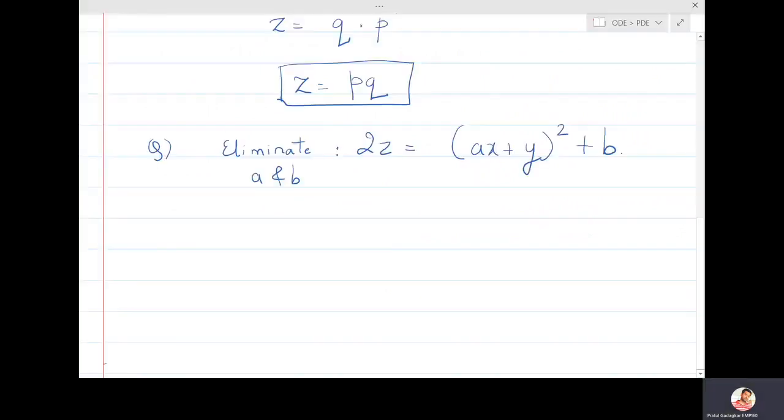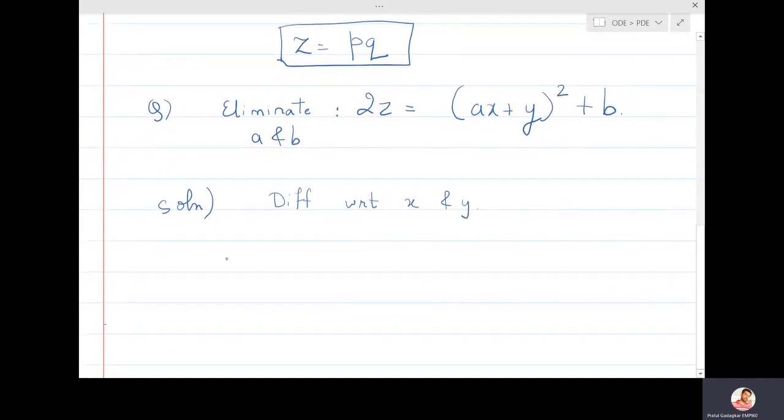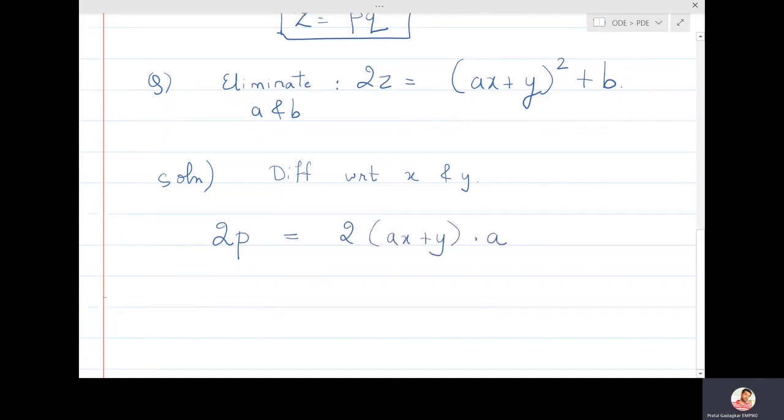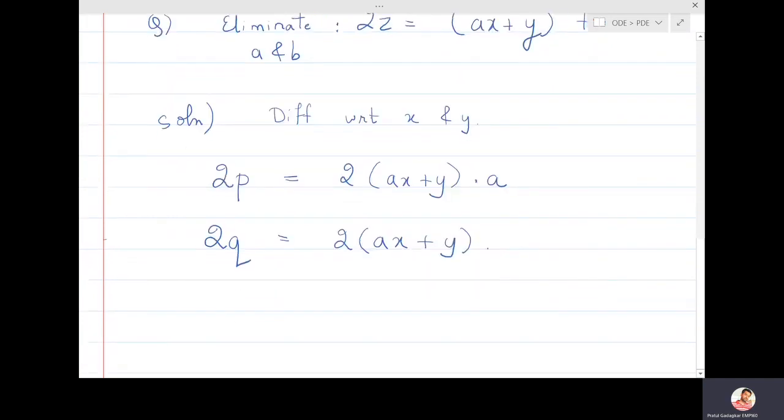So now let us write the solution. If I differentiate with respect to x and y respectively, what will happen? The left hand side will become 2 dou z by dou x, which is p, equal to the derivative of the right hand side, which is 2 times (ax plus y) into a. Similarly, when I differentiate with respect to y, I will get 2q equal to 2 times (ax plus y). All these 2s will cancel out.